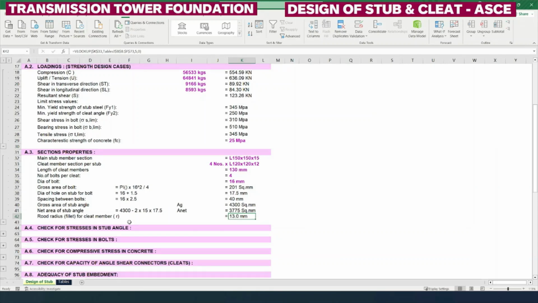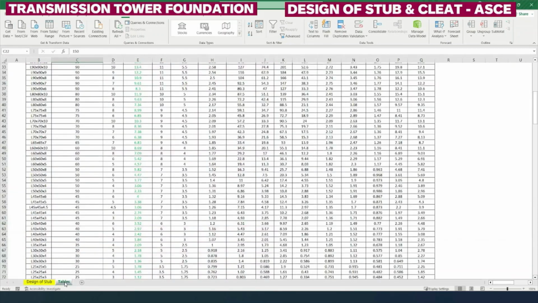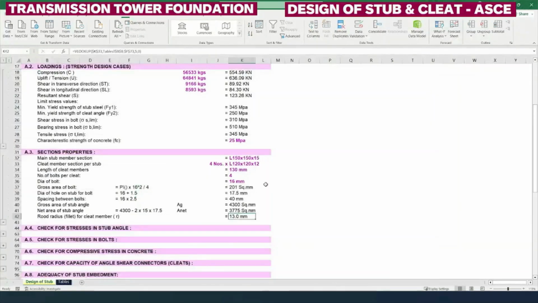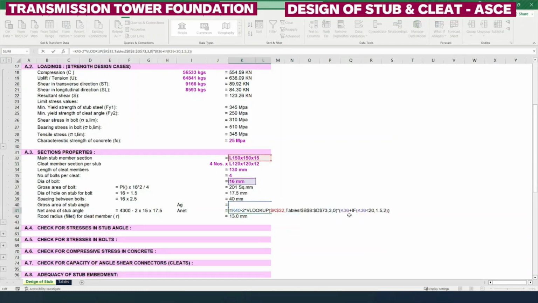The root radius for the cleat member we can pick from this table by using the drop down list and the VLOOKUP equations.